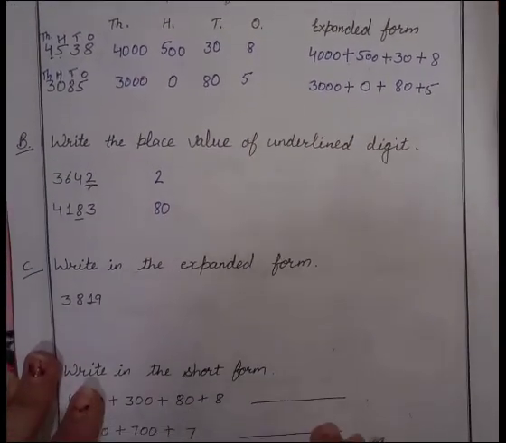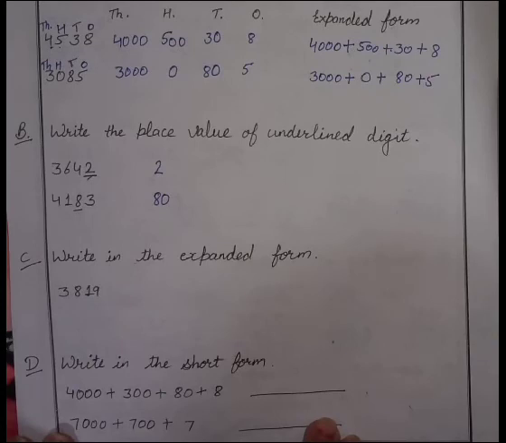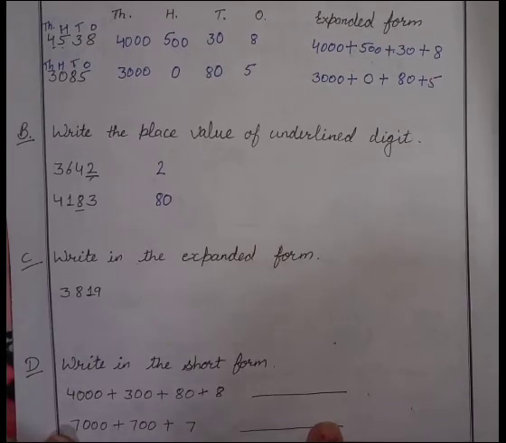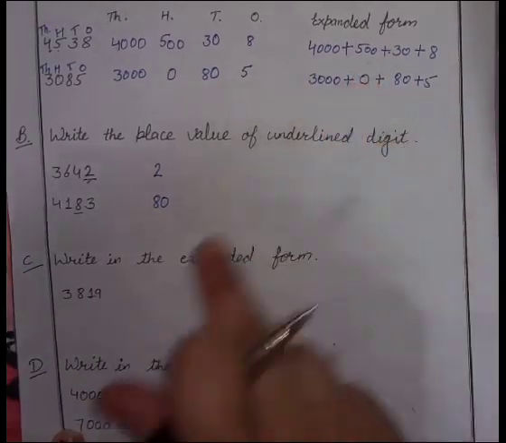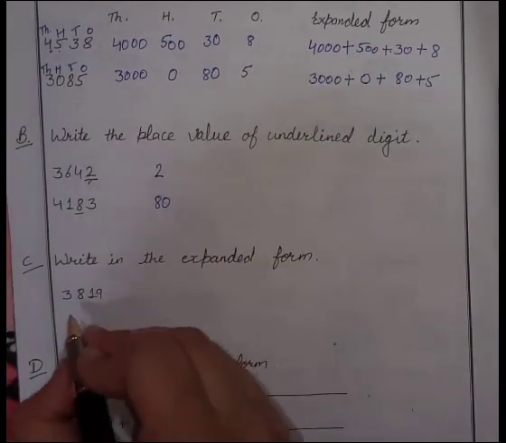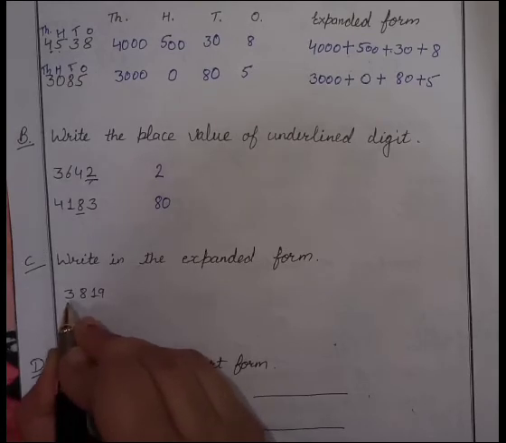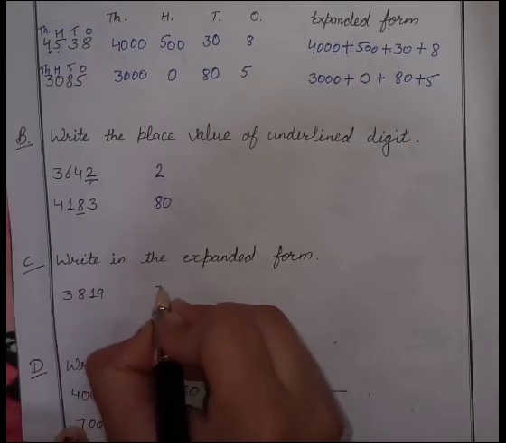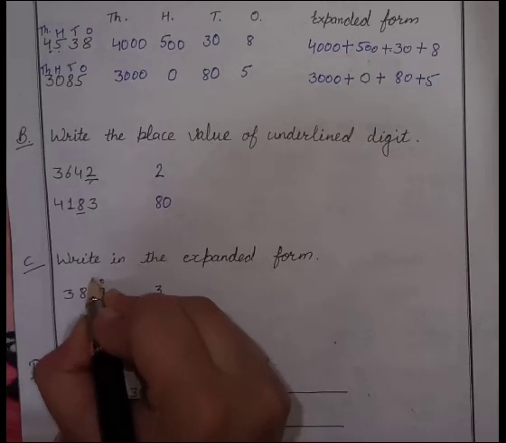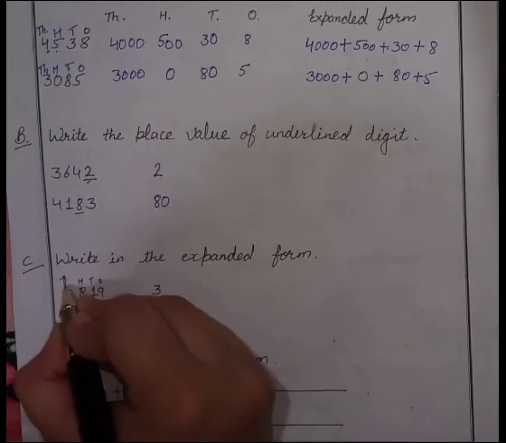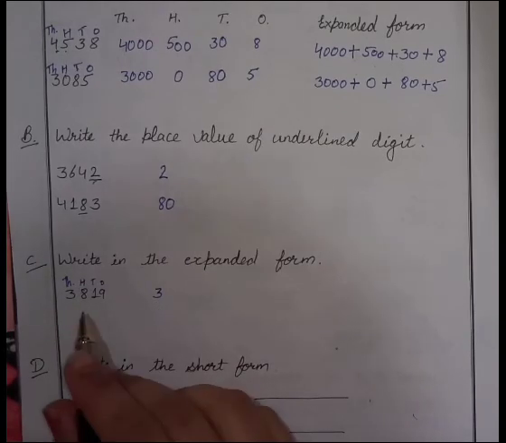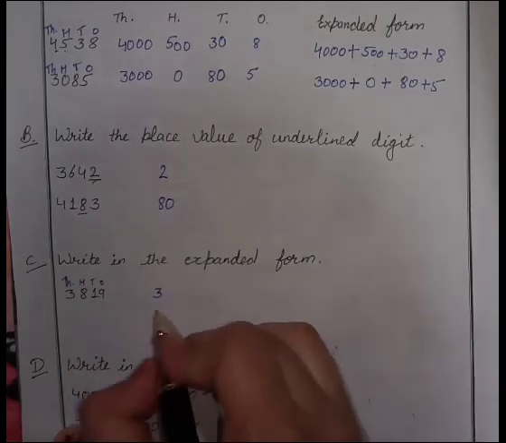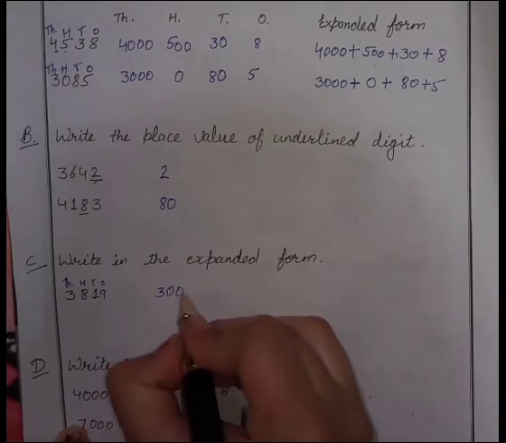Now our next part is: write in the expanded form. We have to write it in expanded form. Earlier also we have done the same. We will repeat the same method. First of all, take the first digit, that is on the thousands place. On the thousand place we have 3. Count the number of digits after 3. 1, 2, 3. 3 zeros will come here.